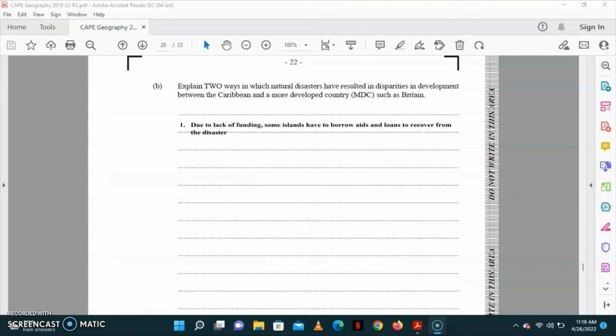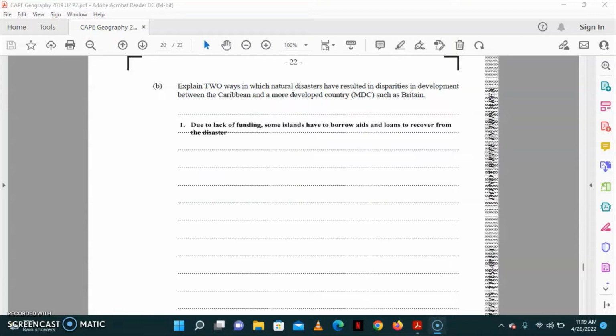Part B asks that we explain 2 ways in which natural disasters have resulted in disparities in development between the Caribbean and a more developed country such as Britain. I'm going to use the Caribbean and Britain. Now, disparities between the Caribbean and Britain are very noticeable, and this is due to the Caribbean's location. We are affected by several different types of natural hazards such as hurricanes.